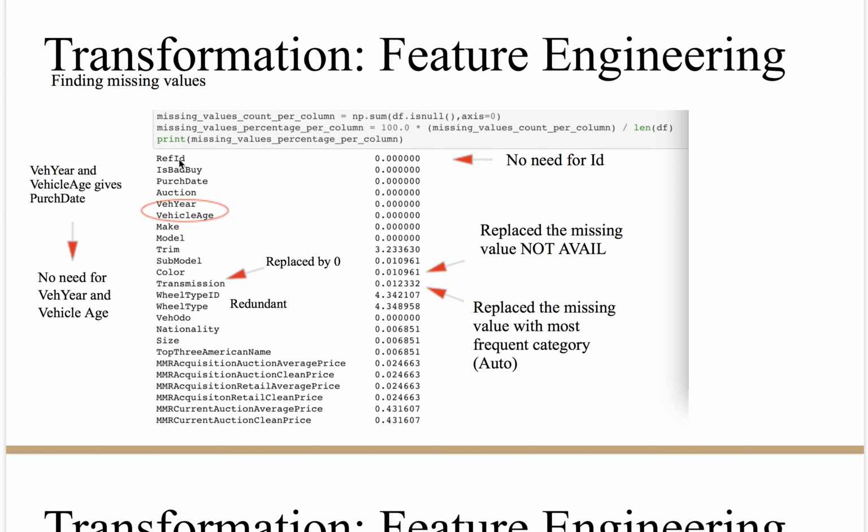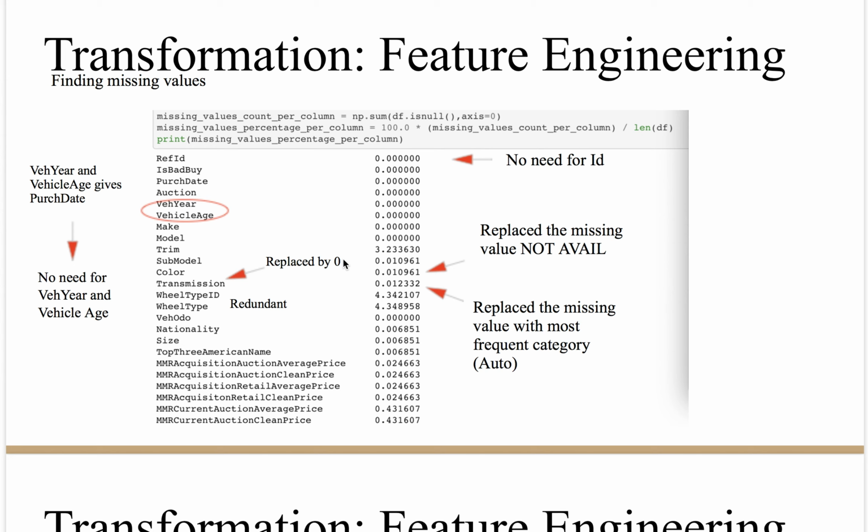We can remove it. Or for example, we can see that for some of the features like the transmission, the amount of missing values is about 0.012%. So we can replace them with zero, which is one of the categories.